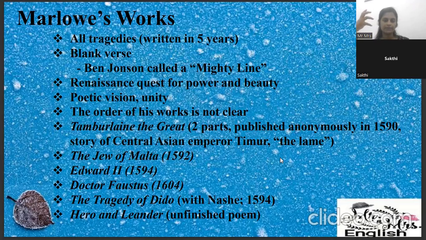Then the Jew of Malta comes, in 1592. Actually, this is an order we have assumed, and we consider this can be the order in which he has written, but we don't know exactly whether he has written something earlier or not. According to the publication years, we just categorize the order. So first comes Tamburlaine the Great, with two parts. Then Jew of Malta, Edward II, Dr. Faustus, The Tragedy of Dido, then Hero and Leander, which is an unfinished poem.